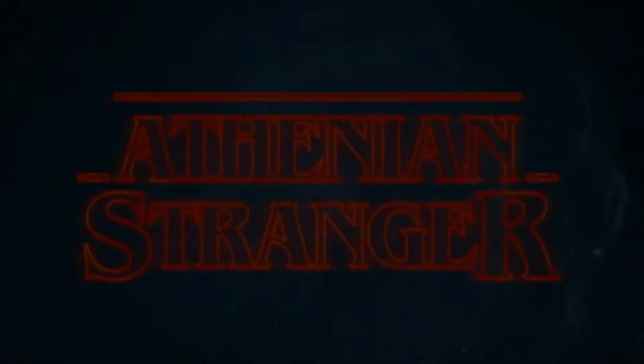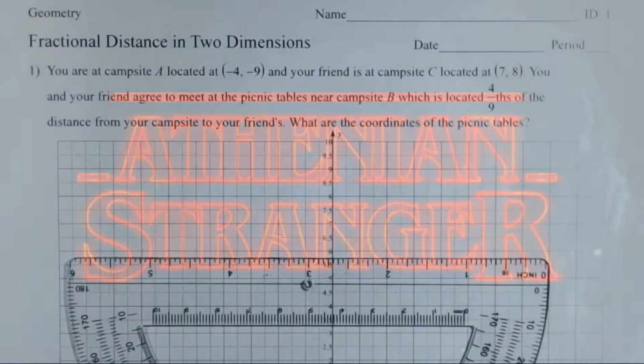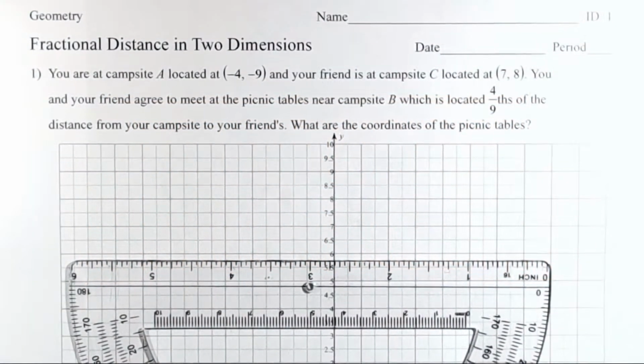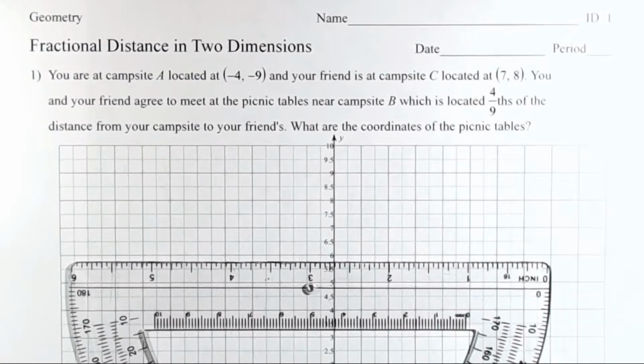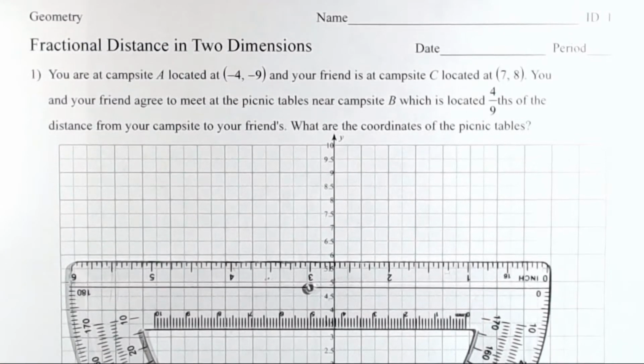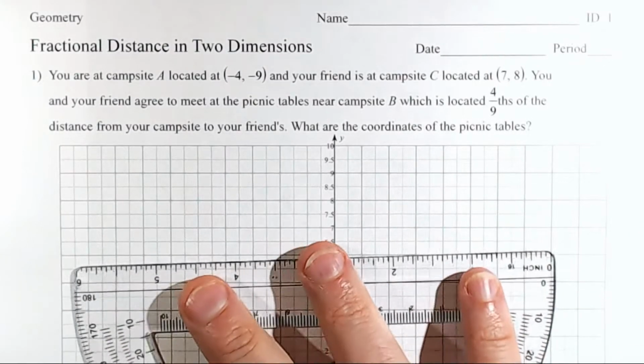All right, ladies and gentlemen, welcome back to this Athenian Stranger tutorial video where today we are going to learn how to find fractional distance in 2 dimensions. This is the homework assignment right here. It consists of 3 problems, but don't let that fool you because these 3 problems can be somewhat involved. Let's dive right in. We're going to take a journey today.